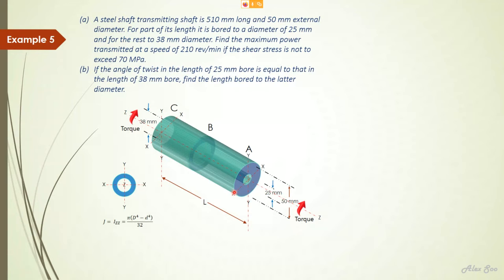So we know that for a hollow shaft, the polar moment of inertia is this. That is the external diameter and the internal diameter. So the external diameter will be basically 50 mm. The internal diameter depends on whether you refer to the 25 or the 38.